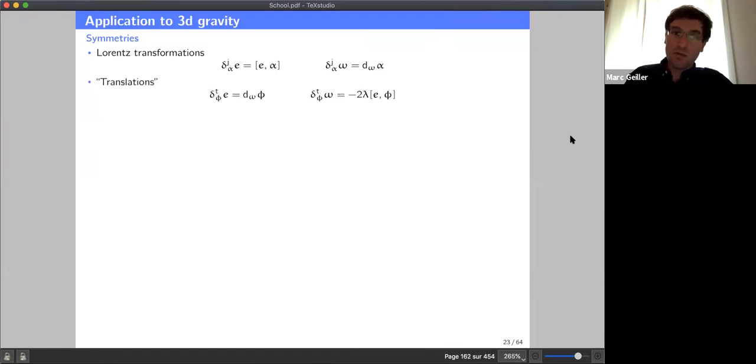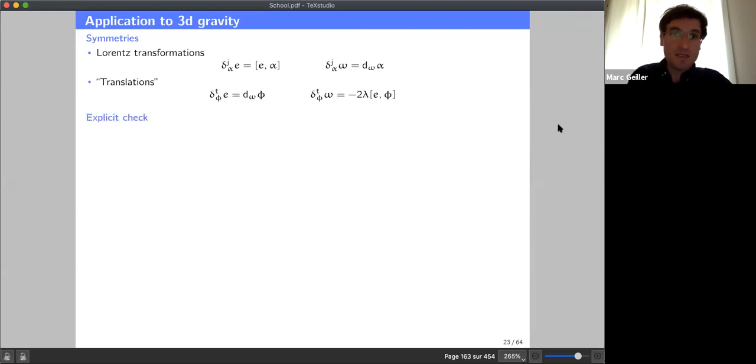Now, as I think Maite also mentioned yesterday, three-dimensional gravity is also invariant under so-called translations. Maybe the word is a bit misleading, which is why I put translations between quotation marks. This will become a bit more explicit later when we remove the cosmological constant. But by extension, usually we call these symmetries translations in any case. These translations act on E by a covariant derivative, as shown here, and they act on omega by a rotation of E. And you see that the cosmological constant is involved in this formula.